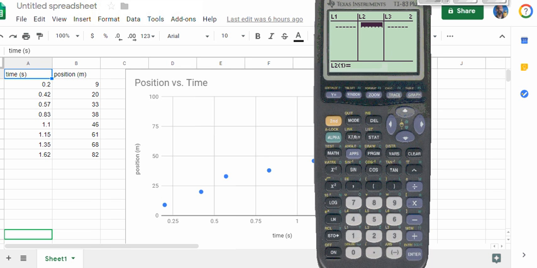So now I've got 2 nice empty columns, an X column and a Y column. Remember, stat edit 1 got me to this point. Now, let's enter my numbers. I can enter from my table. If you don't have a table, then you just take the ordered pairs from your graph. I got 0.2, 0.42, 0.57, 0.83, 1.1, 1.15, 1.35, and 1.62. There's all my X numbers.